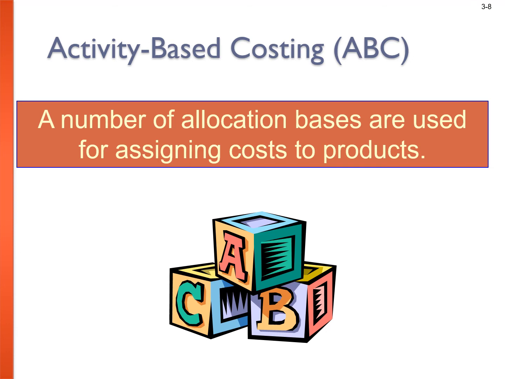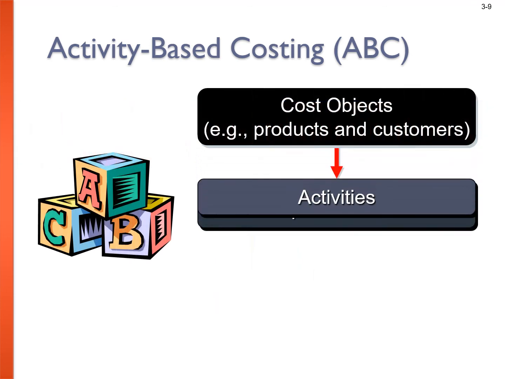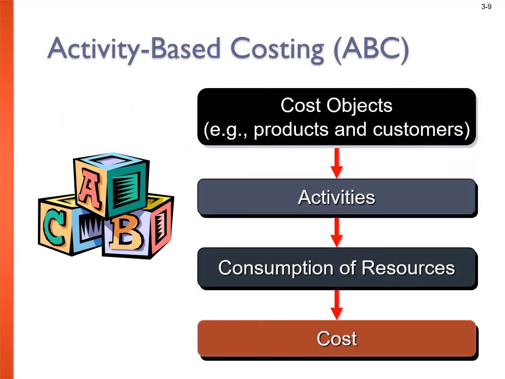20 years later, and this is a chapter in our book, a number of allocation bases are used for assigning costs to products. That's the key. How do we determine these? First, we need to find cost objects. Products, customers, okay? Something, and this is on page, cost product.